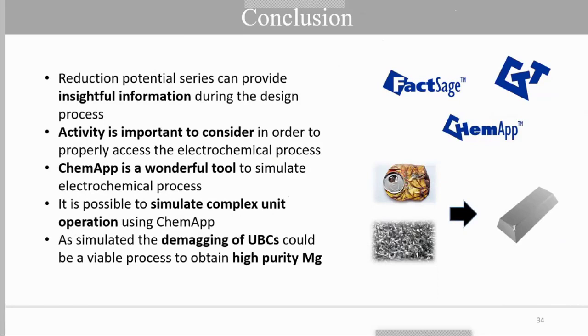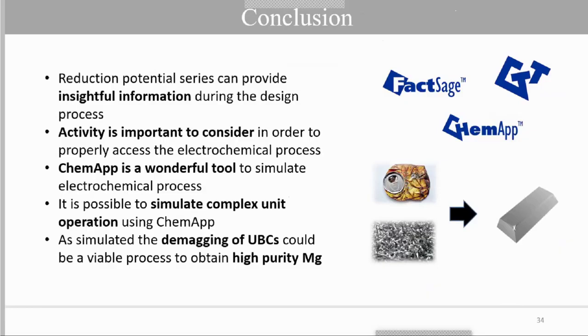So in conclusion, I hope that these examples helped show what I was trying to show you this morning, and consolidate some of the concepts that we've seen. The reduction potential theory can provide a lot of insightful information during the design process stage, as we can establish a certain strategy with the scrap that you have. The activity is important to consider in order to properly assess the electrochemical process. As we've seen, our first strategy was probably to remove the manganese, but we ended up not being able to do it because of the activity consideration.